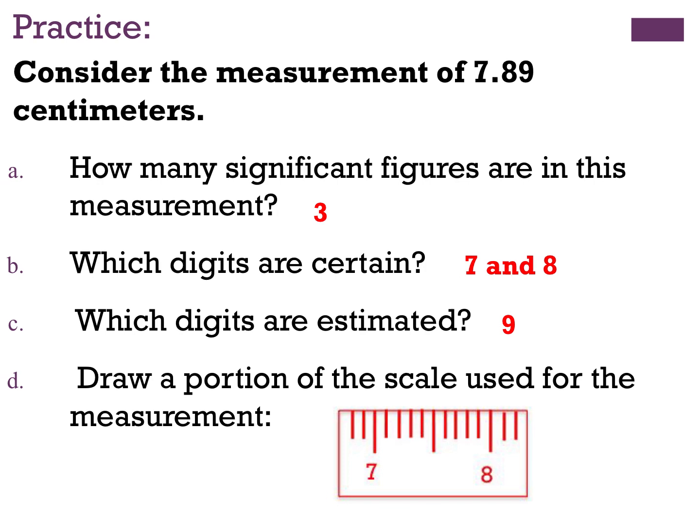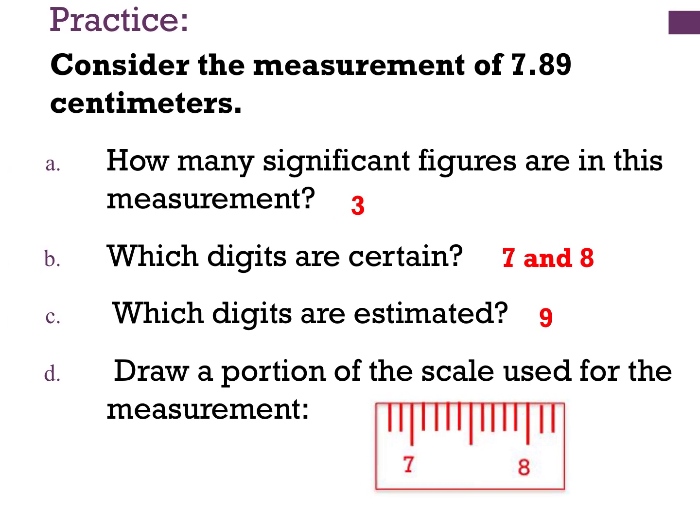This time we're looking at a measurement of 7.89 centimeters. How many sig figs are in 7.89? 3 sig figs. Which of those numbers are we certain about? The 7 and the 8. And which digit are we estimating? The 9. So always the last digit is the estimated one.